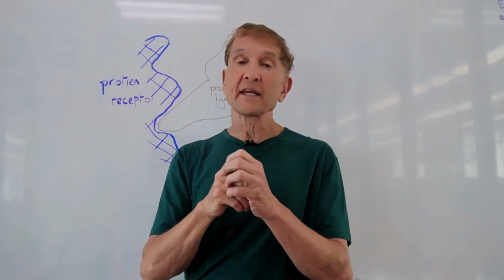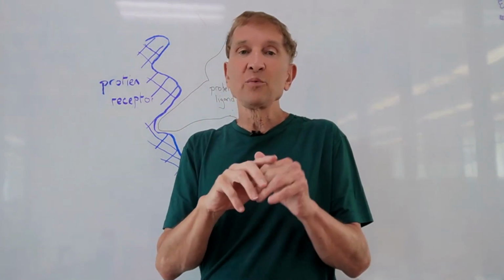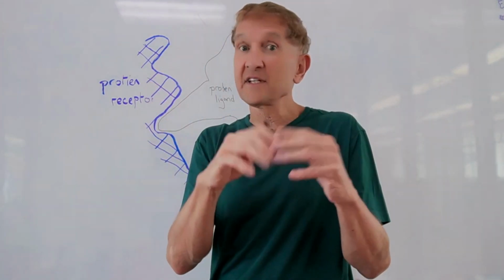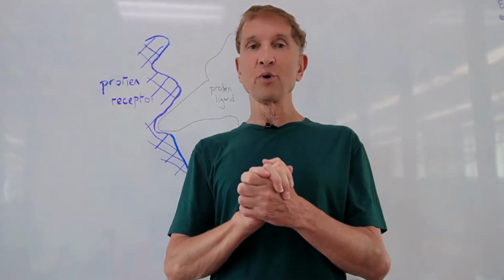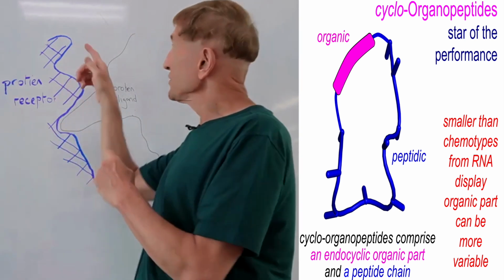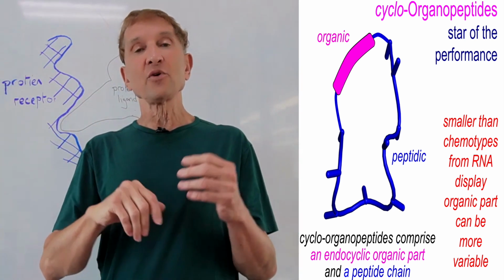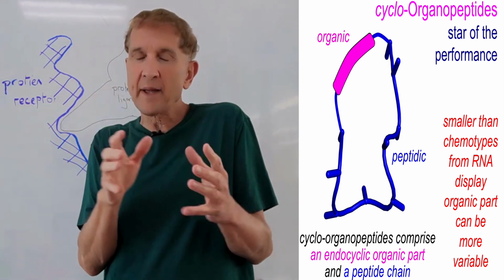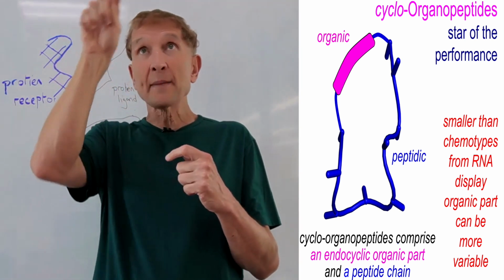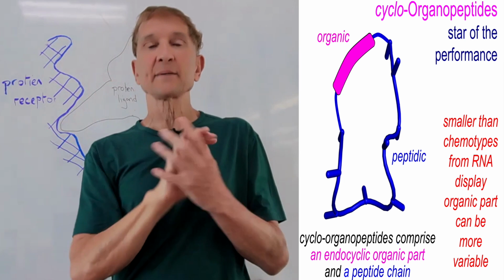Now that loop mimic, if it was just a peptide, it would have a horrible delta S, and the delta G of binding would be poor. So what we do is we constrain it into a loop, into a cyclic system, and therefore make a cycloorganopeptide comprising of a peptide part and an organic part.